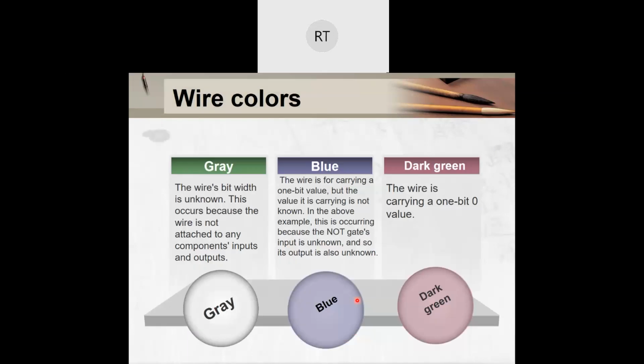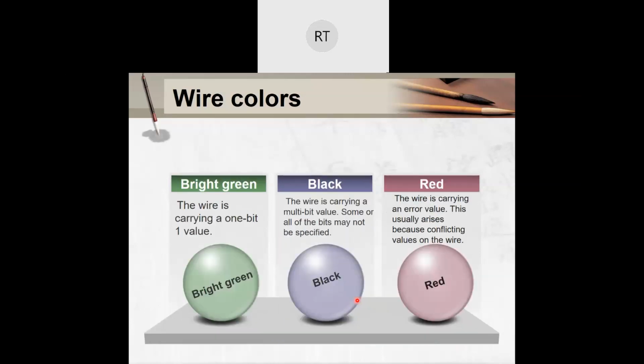So gray, the wire width is unknown because we do not know if it is 1 bit or 4 bits. Okay, the blue wire is for carrying a 1 bit value. So if you have a 1 bit value, it's going to be blue. The dark green is holding a 0. The light green is holding a 1. The black, the wire is carrying multiple values. Yani you have 1, 1, 0, so 3 bits. It's going to be a thick wire and in black. The red, you have an error. So be careful to eliminate errors.